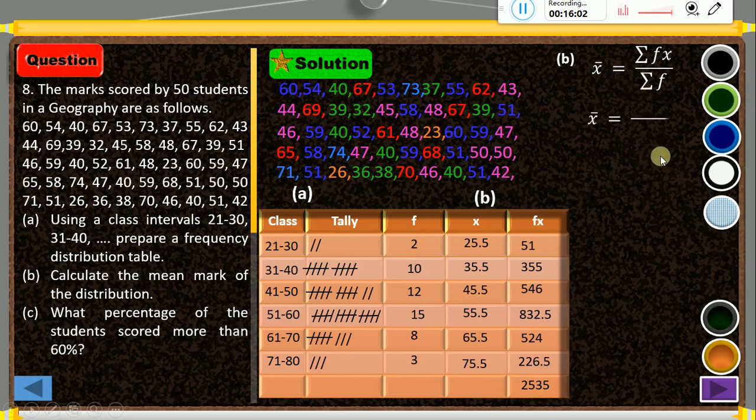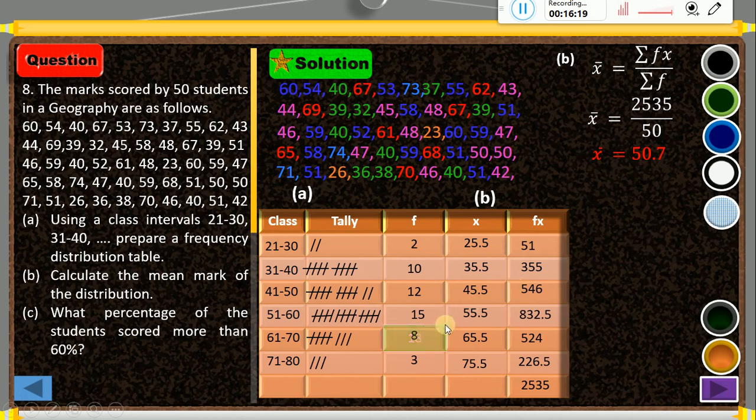So we now make direct substitution. We have that divided by this. Now using calculator, we can divide that to get the mean as 50.7. The next is to find the percentage.